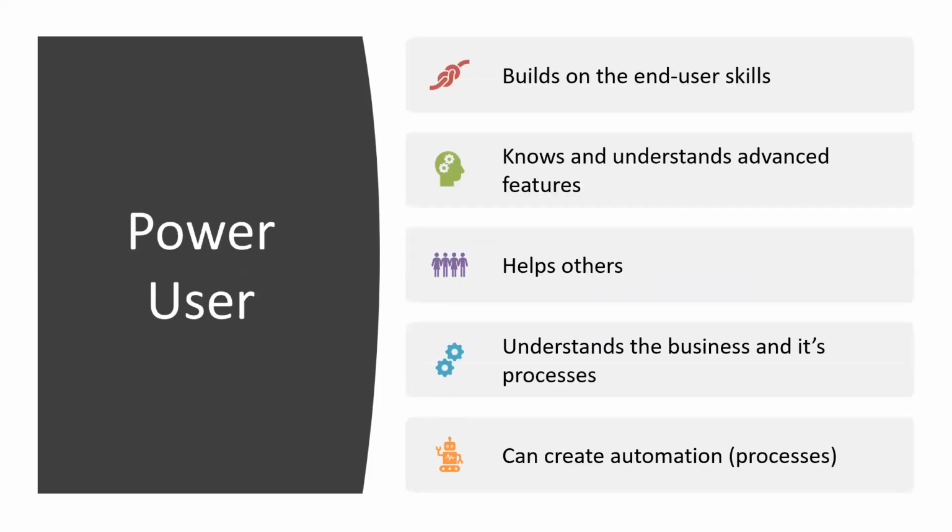The next layer up is a power user. It builds on the end user skills. You know and understand the advanced features. You help others. That's the start of this process. You understand the business and its processes, and you can start to help create automation, whether it be workflows, Power Automate, or business process flows. But you're at a higher level because mostly you have the time and experience with the product to be able to help other people and to help drive the business.